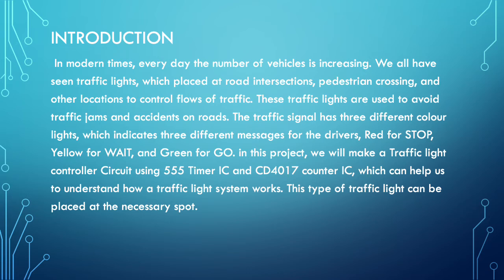Introduction. In modern times, every day the number of vehicles is increasing. We all have seen traffic lights which are placed at road intersections, pedestrian crossings and other locations to control the flow of traffic. Those traffic lights are used to avoid traffic jams and accidents on roads. The traffic signal has three different colored lights, which indicate three different messages for the drivers: red for stop, yellow for wait, and green for go.